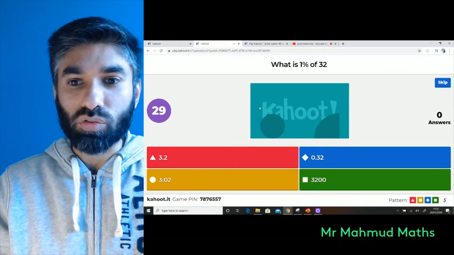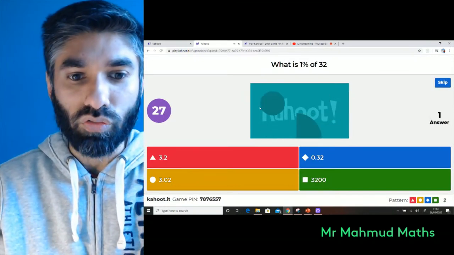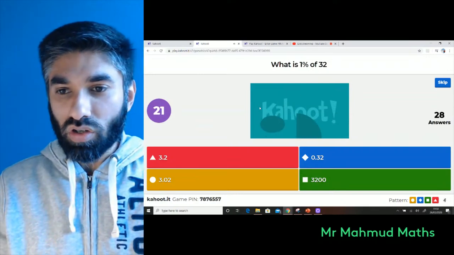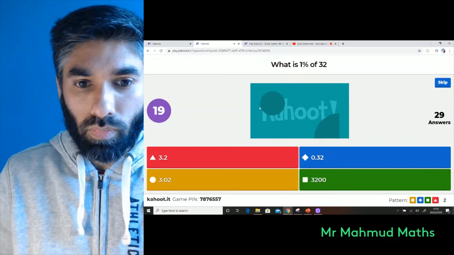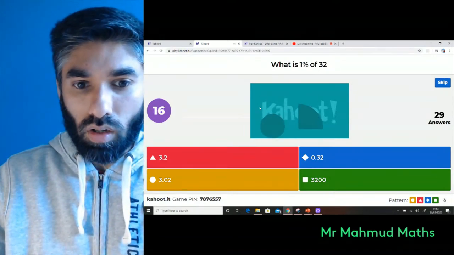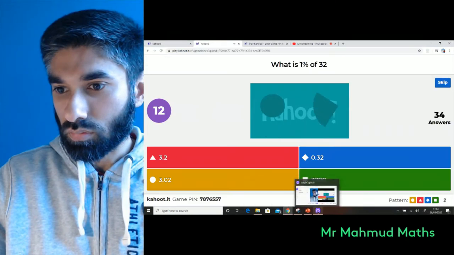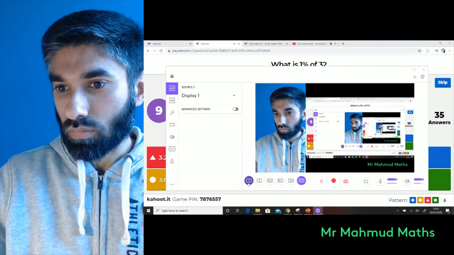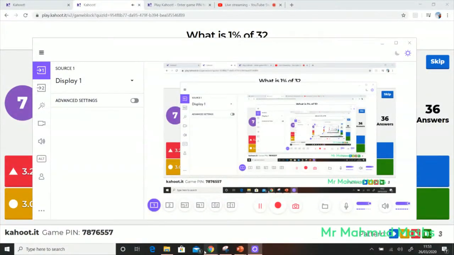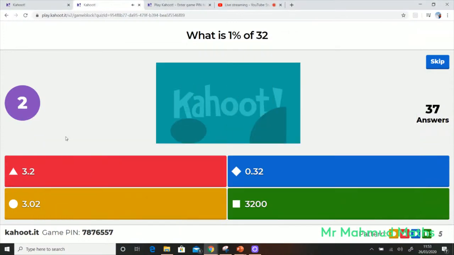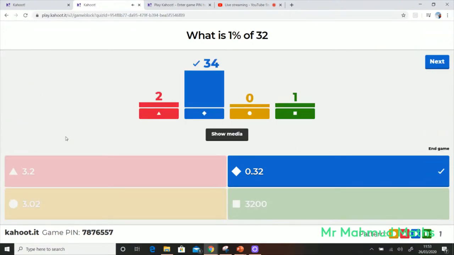1% of 32. This will be easy, guys. You know what to do to find 1%. Divide by 100. Full screen. Okay, I'll do full screen. Is that better? Okay, brilliant. So 0.32, you had to divide it by 100.